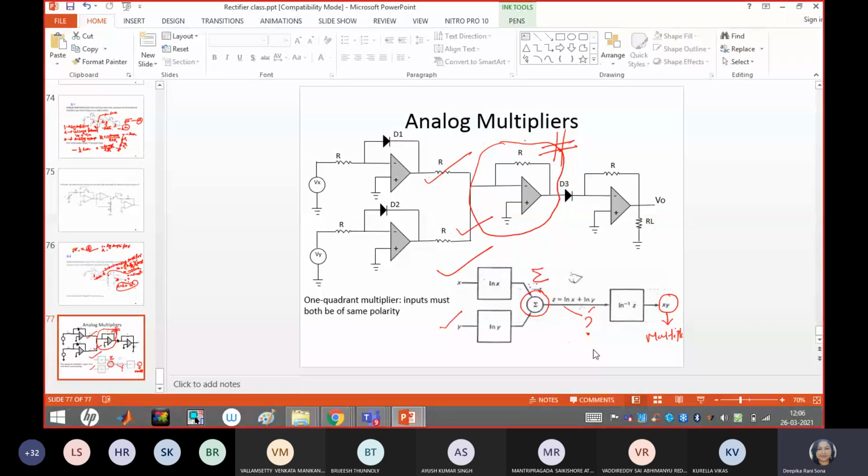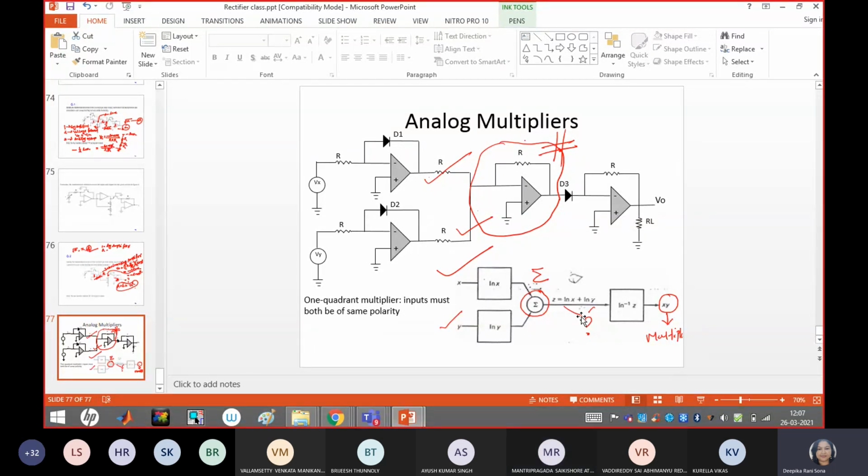Right, so this is the block diagram point of view, because we know the formula for x by y in terms of ln: ln x minus ln y. Similarly for multiplication, ln x plus ln y, like ln a plus ln b, right?